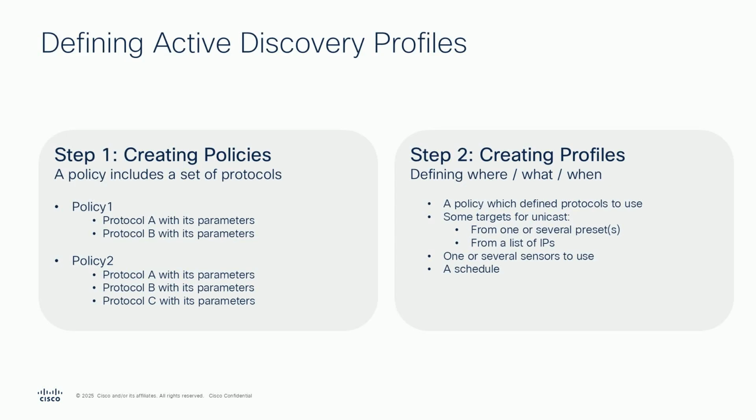Enabling Active Discovery for a sensor is done in two steps. The first step is creating an Active Discovery policy. The policy defines the technical behavior. For instance, which protocols to include, and how to behave per each protocol. You can define as many policies as you need.